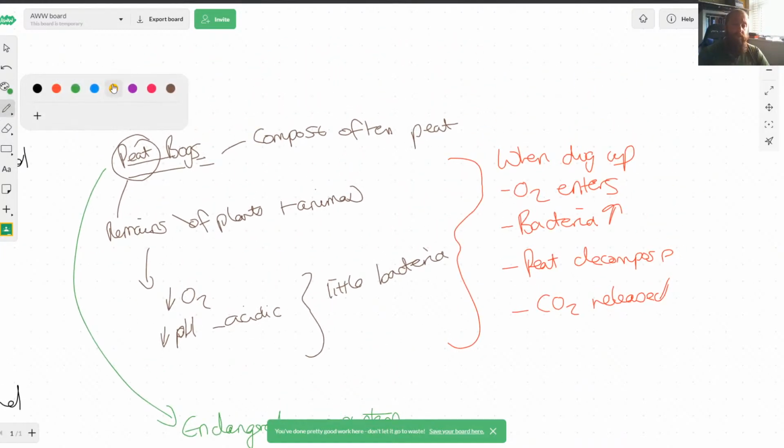Another use, just while we're putting the uses down, I'm going to use different colours just so you can see the different uses. In some parts of the world, in the UK, so I know Ireland do it quite heavily, some parts of Dartmoor will actually burn peat for fuel. So they dig it up, they dry it, and they burn it, okay?